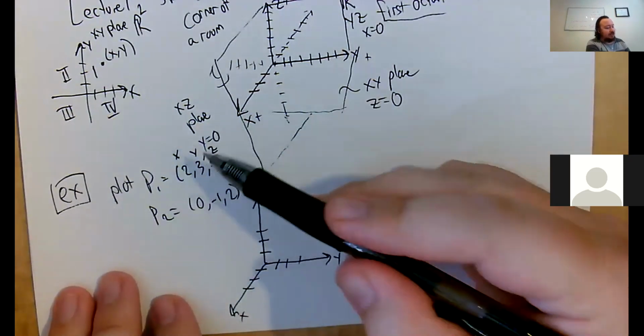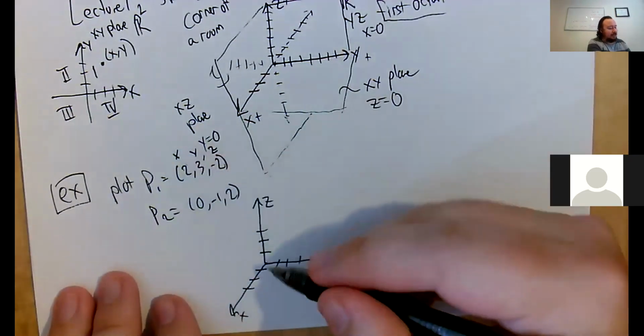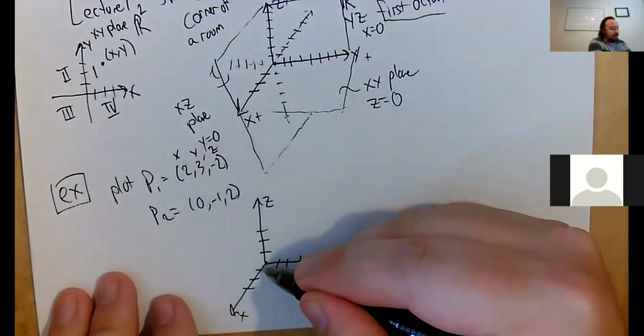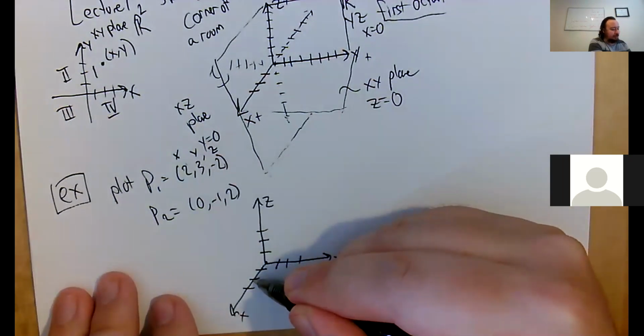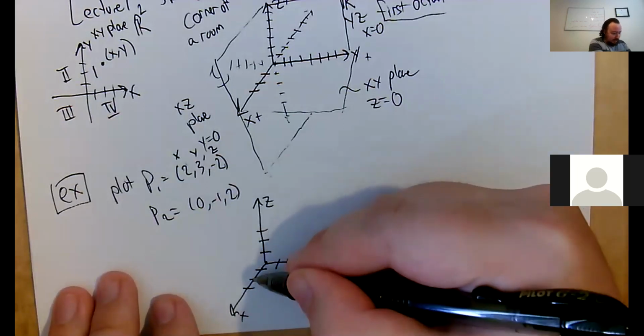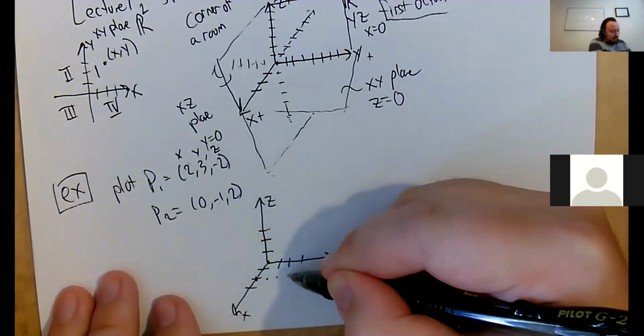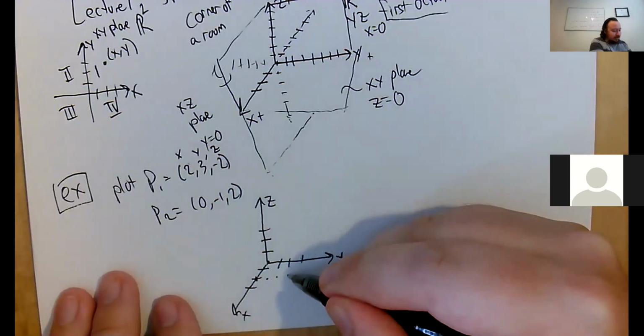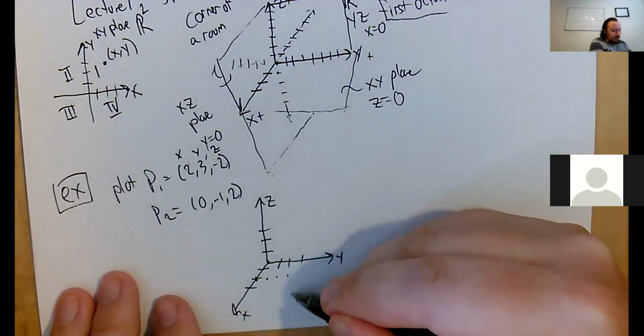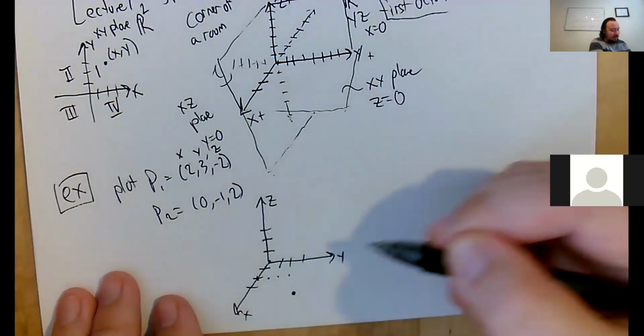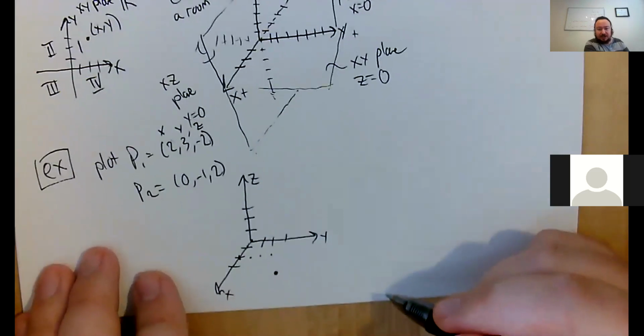All right, anyways, let's see. So point 1, we have X is 2, so I start at the origin and go 2 in this direction. Y is going to be 3, so from here I move 3 in the Y direction, and then Z is negative 2, so I move downwards 2. And there we are, there is my point.